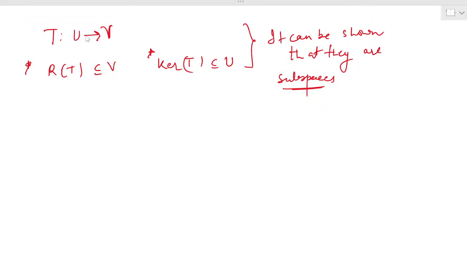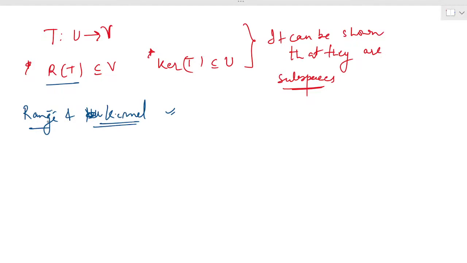Okay, a few more examples to illustrate range and kernel, not rank and nullity. We have to say range and kernel. Okay, we want to see what are range and kernel. I'll come to rank and nullity also.